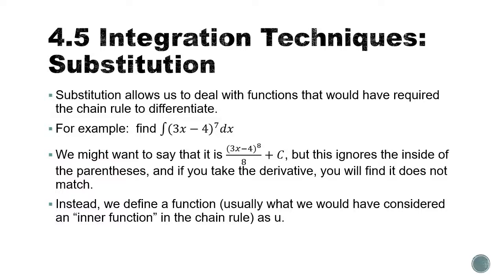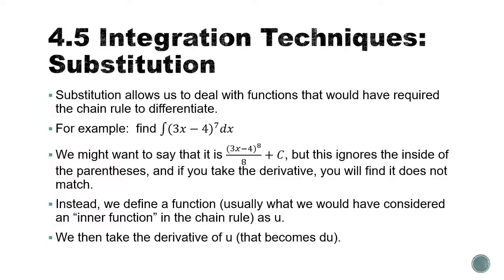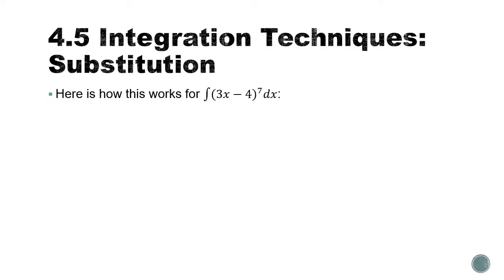So instead, we're going to pick part of what we're taking the integral of, and we're going to call it u. Usually it's going to be what we would consider the inner function of the chain rule. And then we take the derivative of u, so that will become du. So let's start with 3x minus 4 to the 7th. We're going to let u be 3x minus 4. When you have parentheses with a power on the outside, it's pretty easy to figure out what u should be. Now we're going to take the derivative, so du dx is 3.